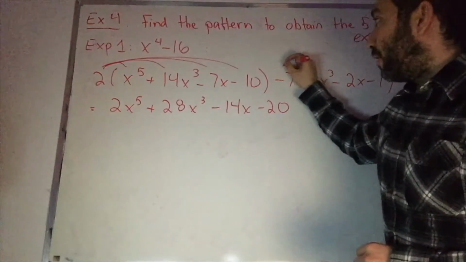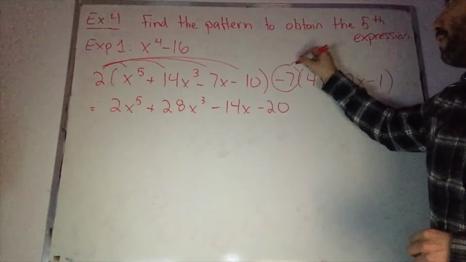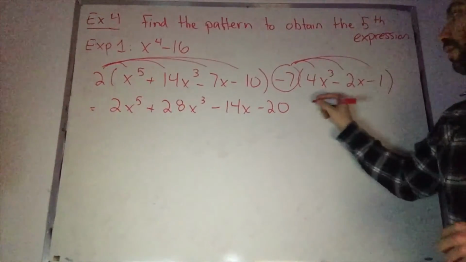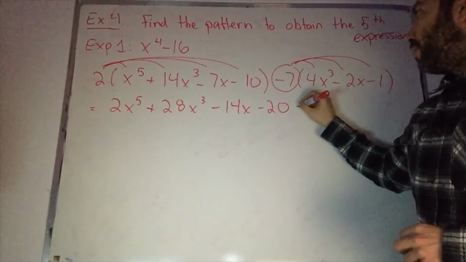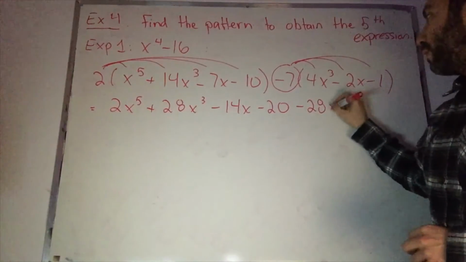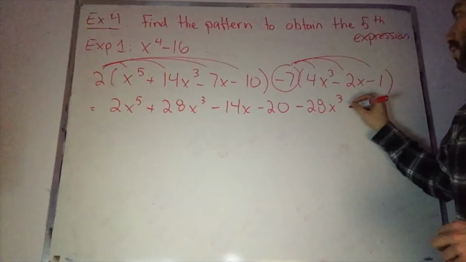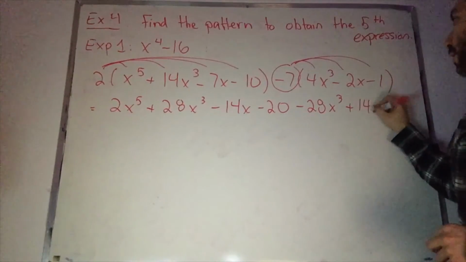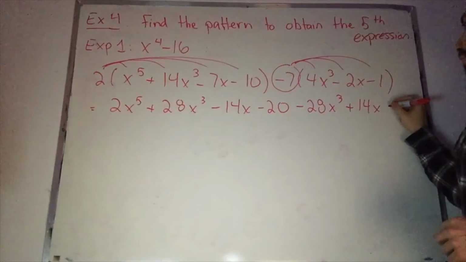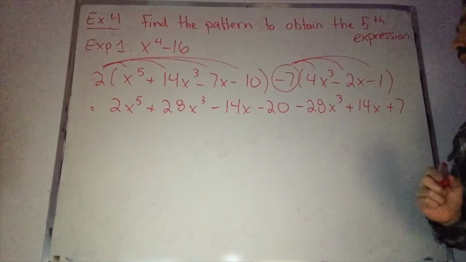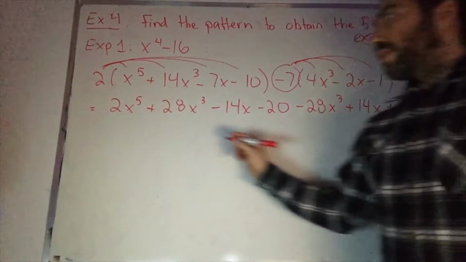The next step over here is to distribute the negative 7. Don't forget to include the negative. So negative 7 times 4x cubed is minus 28x cubed. Minus 7 times minus 2x is positive 14x. And minus 7 times negative 1 is positive 7. So the next step that we do is combine like terms.